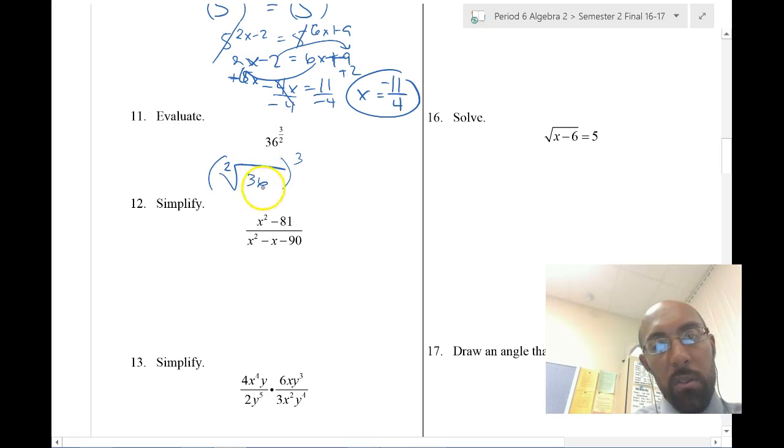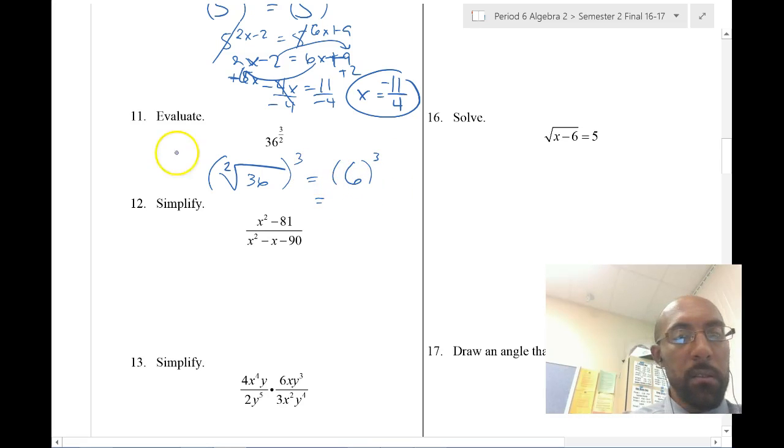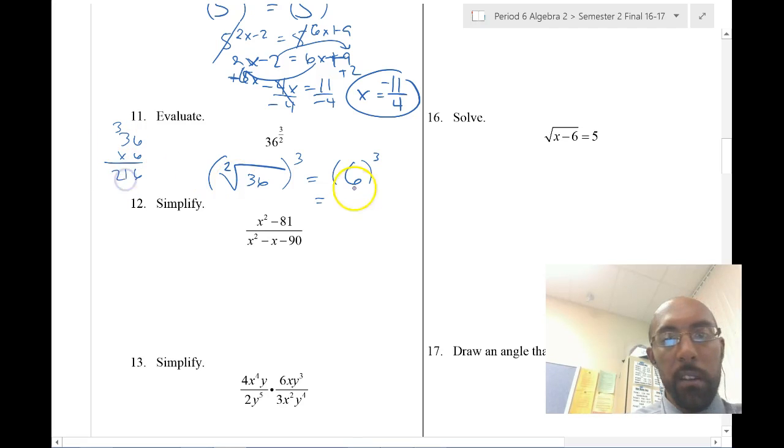So now what you want to do is do one step at a time. First, work out or simplify the inside. So square root of 36 is 6. And then we have the 3 out there. And then do 6 to the power of 3, which I believe is, what is that, 216? Let's do it real quick over here. Let's see, that plus that. Yep, 216. All right, and that's the answer there.